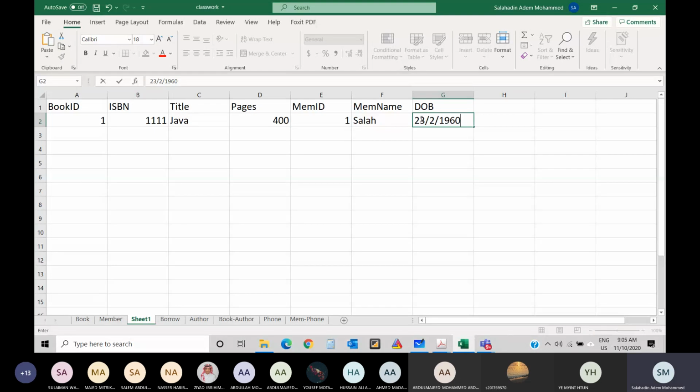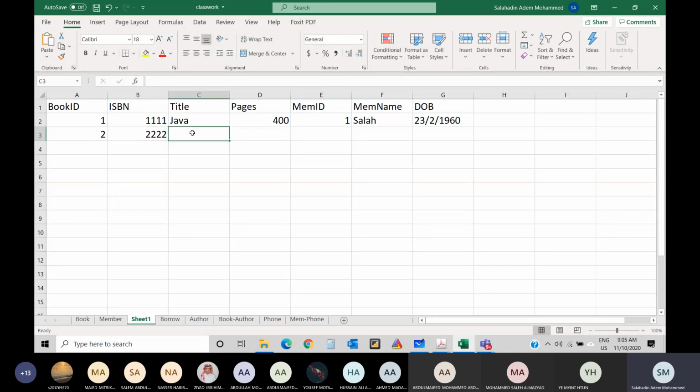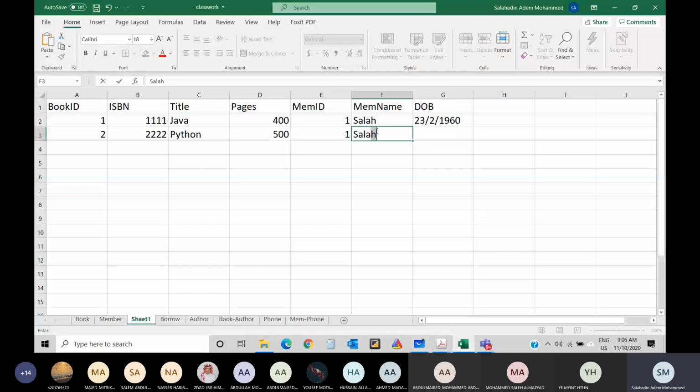No, it's bad design. We should have two tables, a member and a book. Excellent, that's what I want to come to. Now, for example, another person called Salah also borrowed book number 2. So book number 2, ISBN, let's say it's 222. Let's say it is Python, and it has 500 pages. And the same guy, member ID number 1, the same Salah, and the same date of birth.